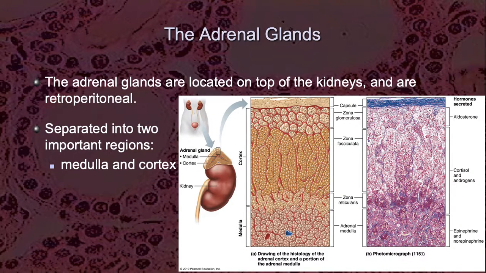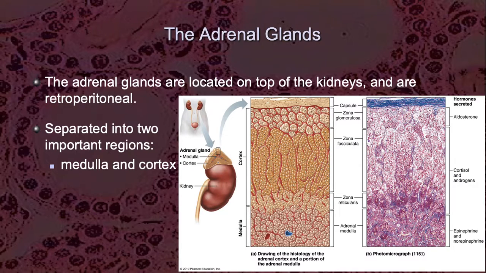Adrenal glands. So, adrenal glands are located on top of your kidneys. They're considered retroperitoneal, so they're not in that main body cavity. And they're separated into two regions, the medulla and the cortex. So the medulla is the inside, the cortex is the outside. So a Tootsie Pop, the Tootsie Roll on the inside is the medulla, and the sucker part is the cortex. Okay? So you can see the photomicrograph over here.